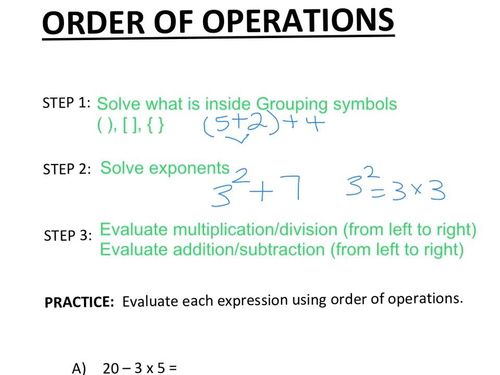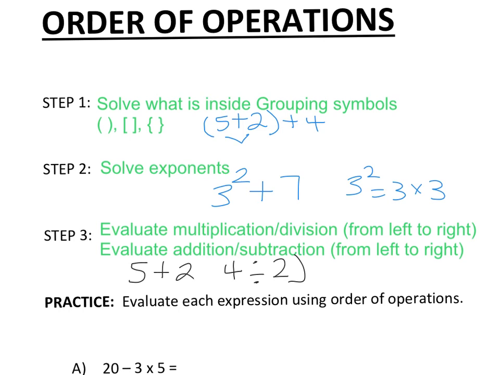So again, if I were to have a value such as 5 plus 2 multiply by 4 divided by 2, I notice that I do have grouping symbols, and I do also have division and multiplication. But in this case, I would solve the grouping symbols before I would solve my multiplication of 2 times 4.